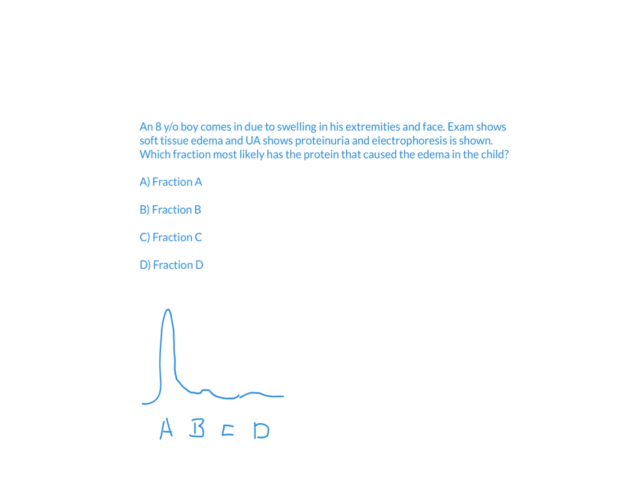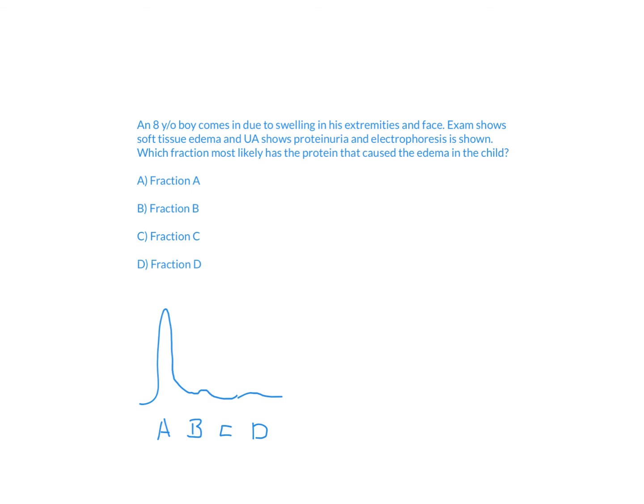So once again, just explaining that this patient is coming in with nephrotic syndrome, and they're comparing this patient to a normal patient's electrophoresis, and the one difference that they're going to have is going to be fraction A. So this patient will have a low fraction A versus a normal patient who's going to have a high fraction A.